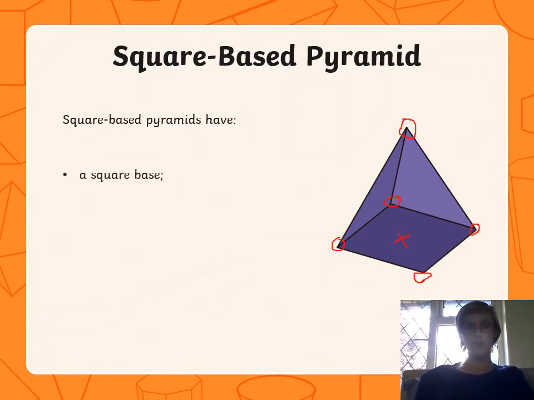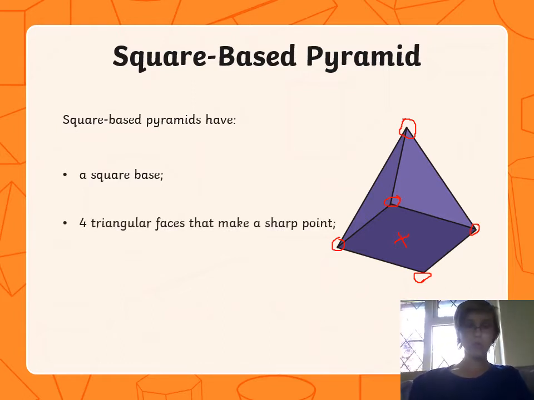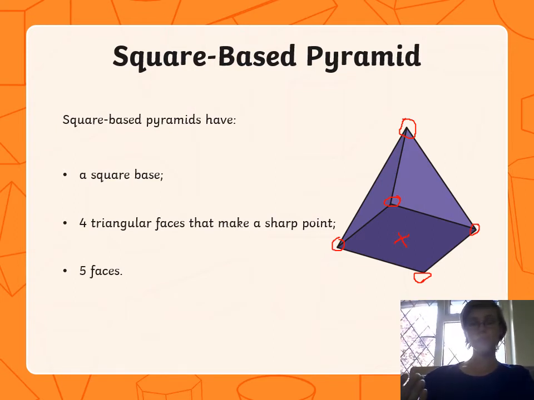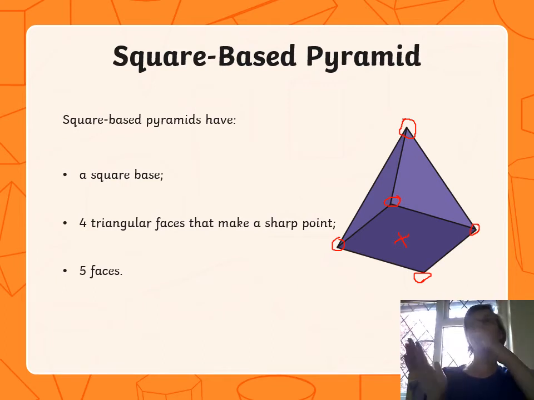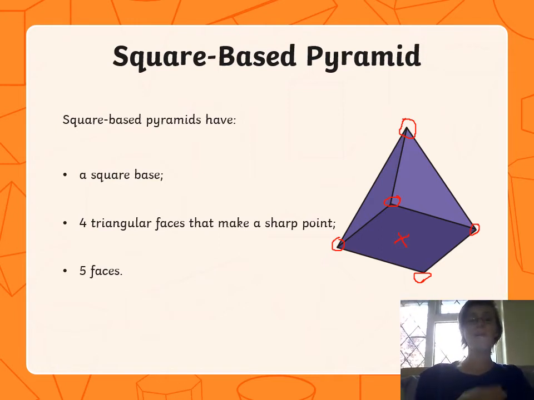Okay, so a square base, a square shape, we've looked at this already. 4 triangle faces that make a sharp point, lovely. So they're equilateral triangles usually. And then they have 5 faces altogether. They're not always equilateral triangles, but they are usually equilateral triangles. But sometimes, of course, you can get ones that are a bit more wonky in length. But if it's a pyramid, in general, you will have these key features, these key properties. 5 faces, 5 points.